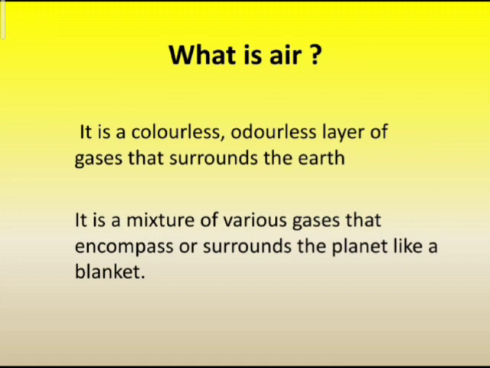Now, you know that atmosphere is a blanket of air encompassing the earth's surface. Then what is air? Air is a mixture of various gases. It is a colorless, odorless layer of gases that surrounds the earth. Air cannot be seen but can be felt, and that too only when the air is in motion. When the air is calm, you can't feel it.